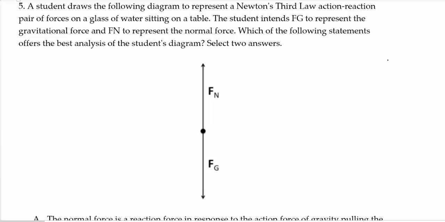Okay. Look up, please. It's the same kind of problem. A student draws the following diagram to represent Newton's third law action-reaction pair on a glass of water sitting on a table. You have the normal force and the force of gravity. You know that this can never be an action-reaction pair, yes? Because they're acting on the same body. They're acting on the same body. And secondly, this is a contact what?